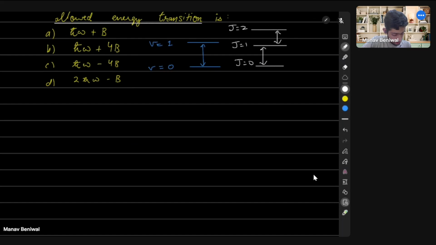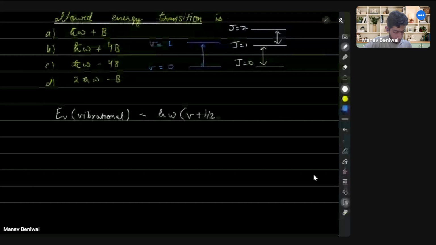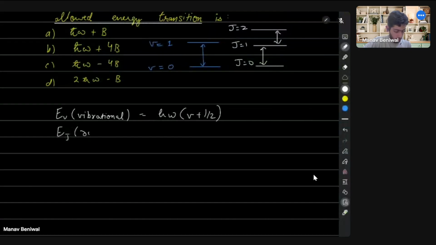So first of all, E_V, which is for vibration, that is h-bar omega (V plus half), and E_J, which is for rotation, that is B J(J plus 1). So E total is simply E_V plus E_J.